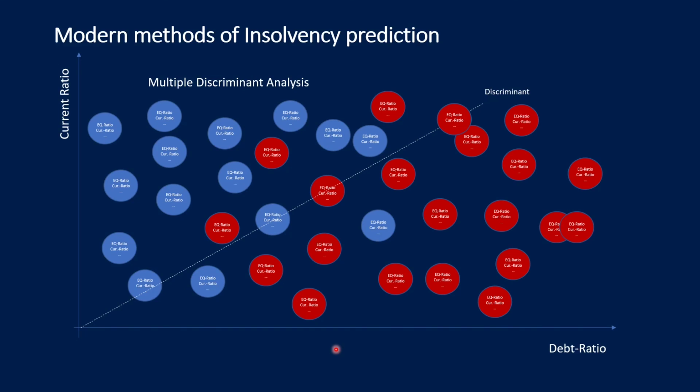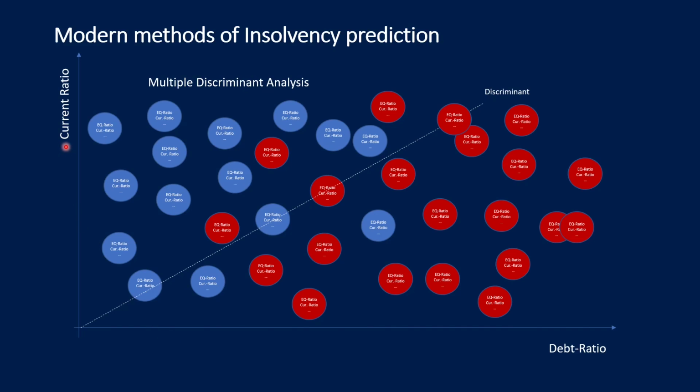If we now go into several dimensions, we can use the multiple discriminant analysis, MDA, and we can use something like a discriminant function, like this line. What do we see on this chart? We see the debt ratio again, and we see that the bad companies often have a higher debt ratio, while the good companies rather have a low debt ratio.